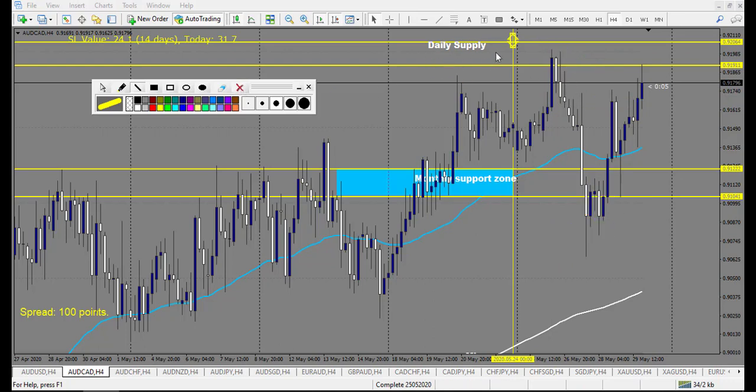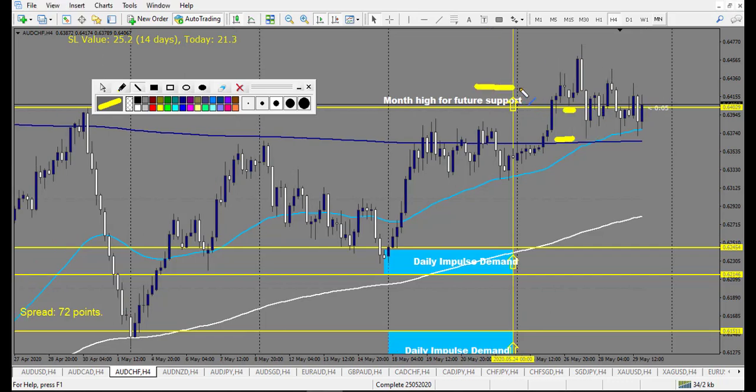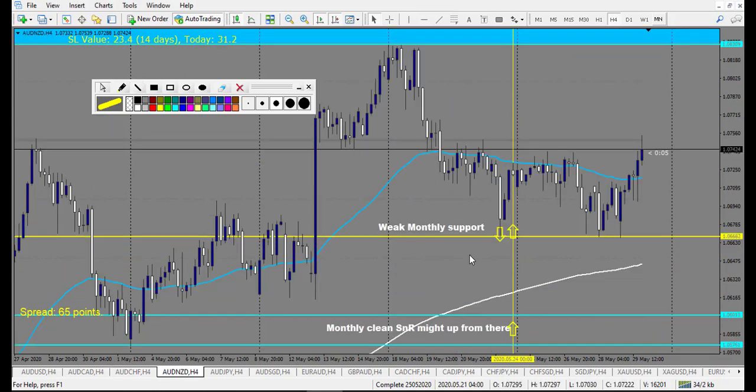This daily supply can be taken as a resistance first, and if it breaks up, it will be a support for next week. So we have a monthly high for future support right here. What happened? We have a railroad track right here. Eventually, the middle of the railroad track is still running around break-even right now. We want to follow this arrow going up. So there is no trade on this chart. Finished.